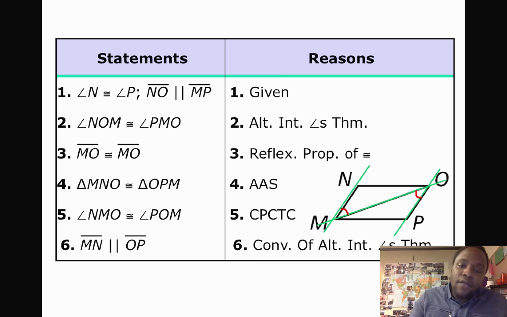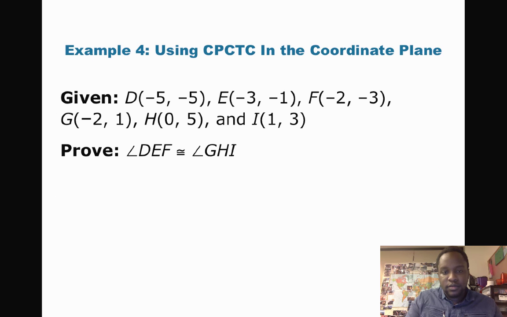And then we have one last proof that we're going to take a look at. It's using CPCTC on the coordinate plane. So we're given points of two different triangles, D, E, and F, as well as G, H, and I. And we need to prove that angle DEF is congruent to angle GHI.